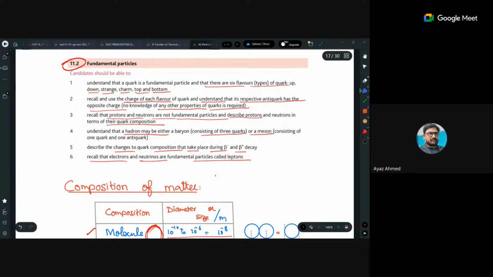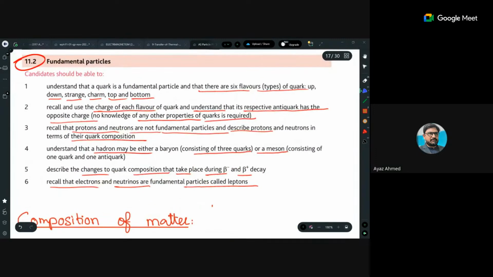This is actually 11. Yes, now we are discussing 11.2. That is the topic of fundamental particles, fundamental particle physics. And in fundamental particle physics, what we are going to discuss is all available here.